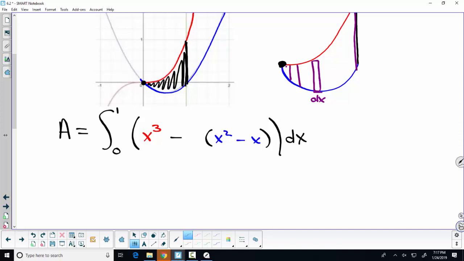Everybody okay with the setup? Any questions?